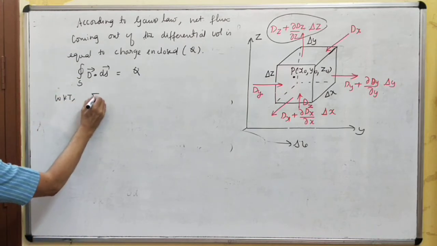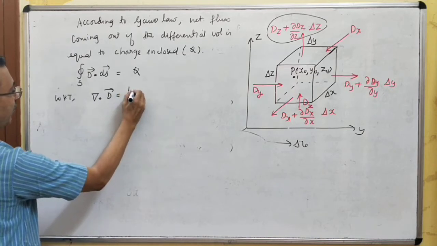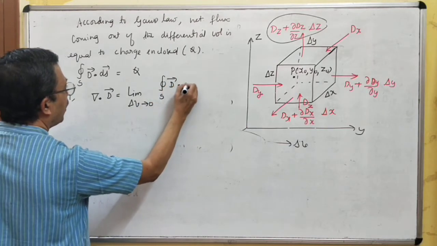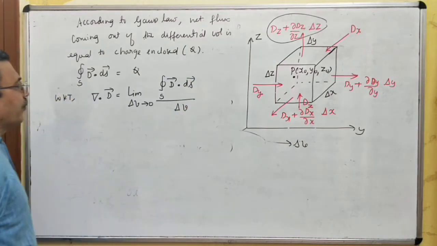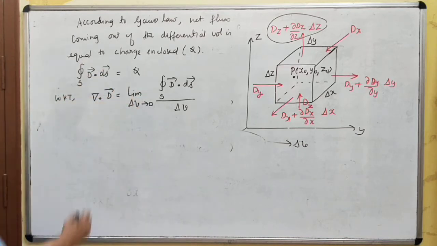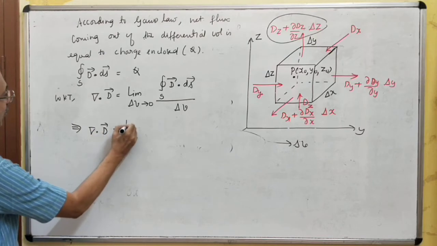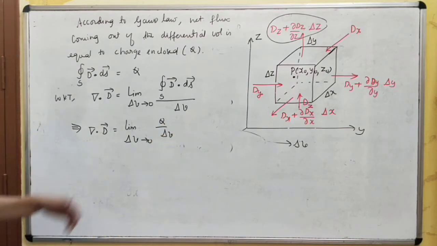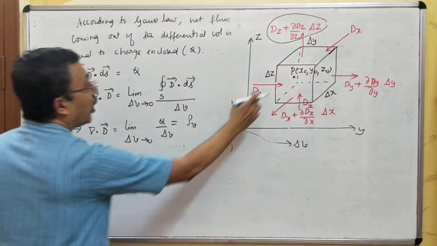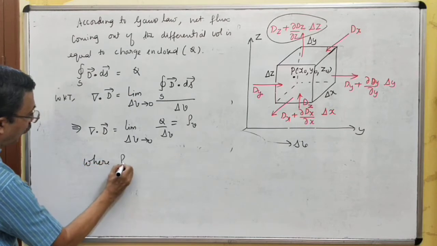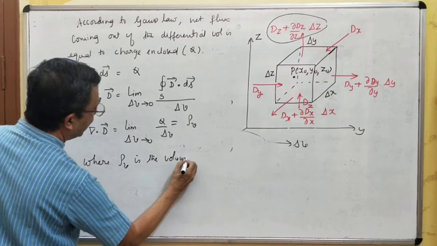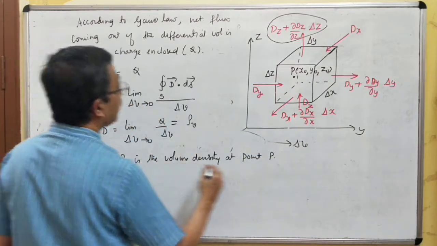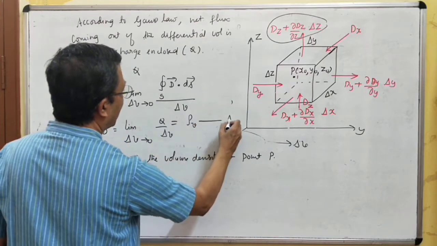We know that divergence of vector D is equal to limit delta V tending to 0, closed surface integral vector D dot dS divided by delta V. Now I will make use of this expression over here, which implies divergence of vector D is equal to limit delta V tending to 0, Q divided by delta V. Q divided by delta V, as the limit delta V tends to 0, gives volume charge density at point P, where rho V is the volume charge density at point P.